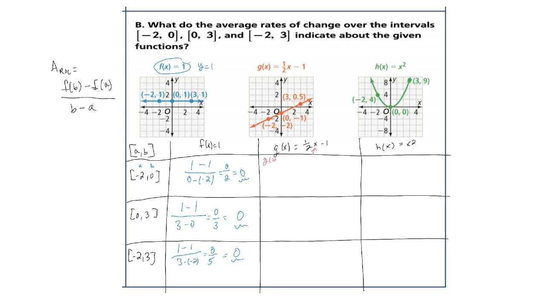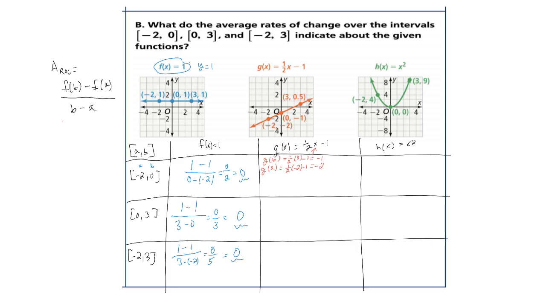g of b technically is 1/2 times 0 minus 1, which is just -1. Find g of a is 1/2, and then substitute in -2 minus 1. So -2 times 1/2 is -1, minus 1 is -2.